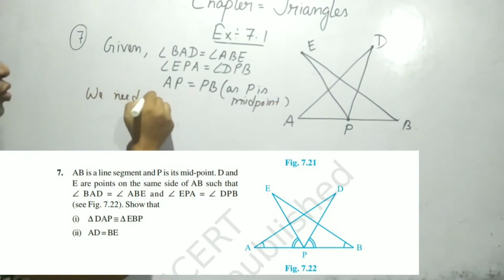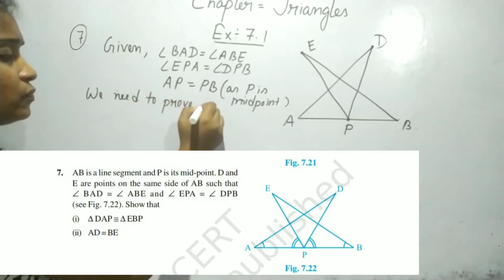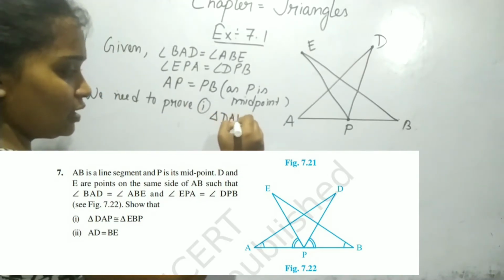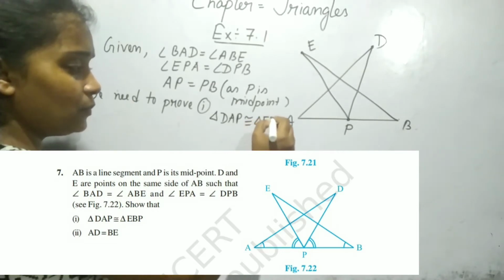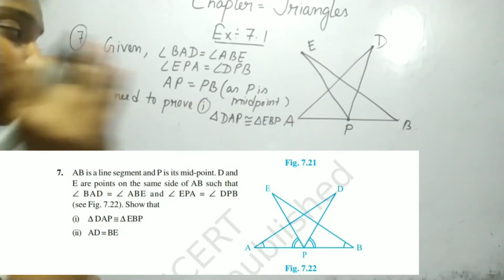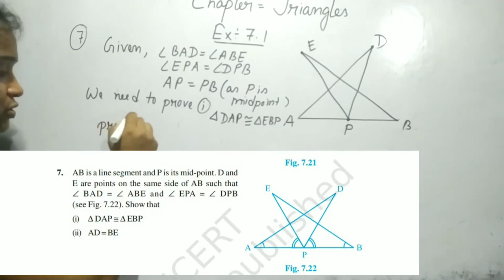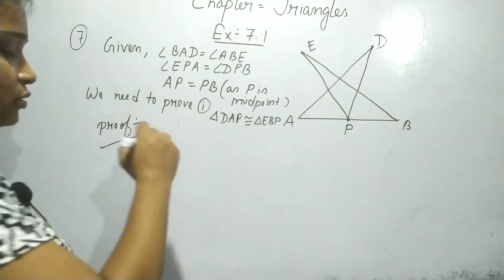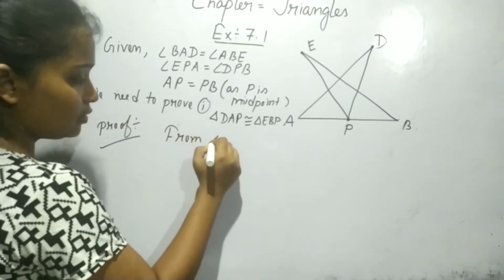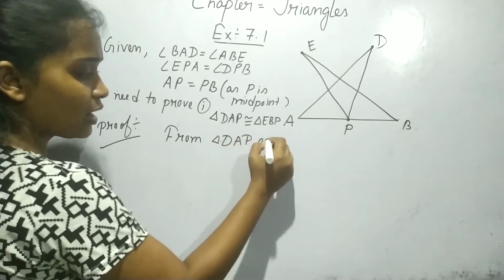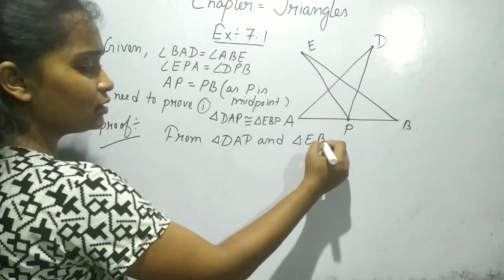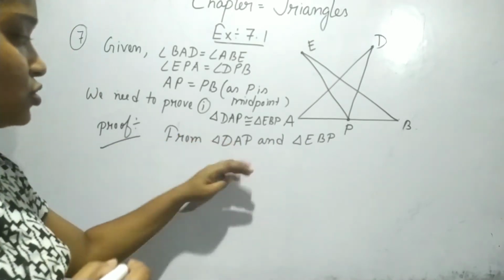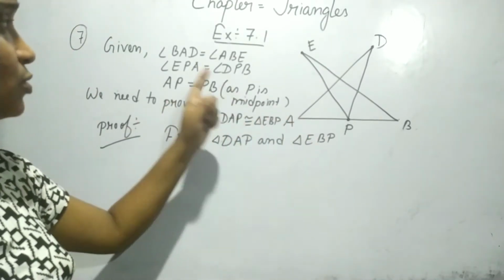Now what do we need to prove first? We need to prove triangle DAP is congruent to triangle EBP. So when I am going to prove this, first of all, what do I need to take? Because the triangles are given directly here, I write: from triangle DAP and triangle EBP. So first of all, what conditions are given?